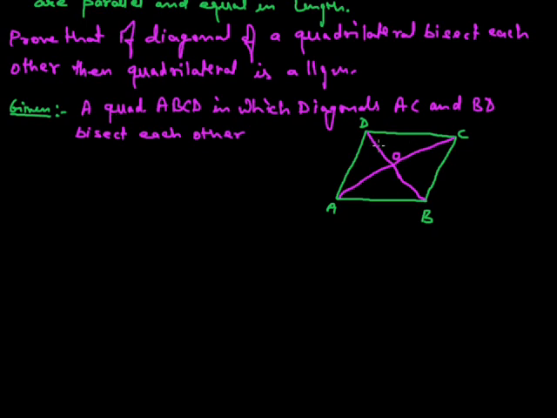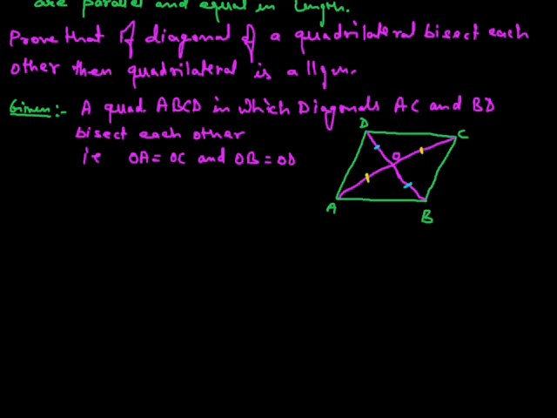BD के टू पार्ट्स हैं OD and OB, both are equal in length, and AC के टू पार्ट्स हैं OA and OC, they are equal in length. This one we are given. So what we are given? Given a quadrilateral ABCD in which diagonals AC and BD bisect each other, that is OA equals OC and OB equals OD. This one we are given.